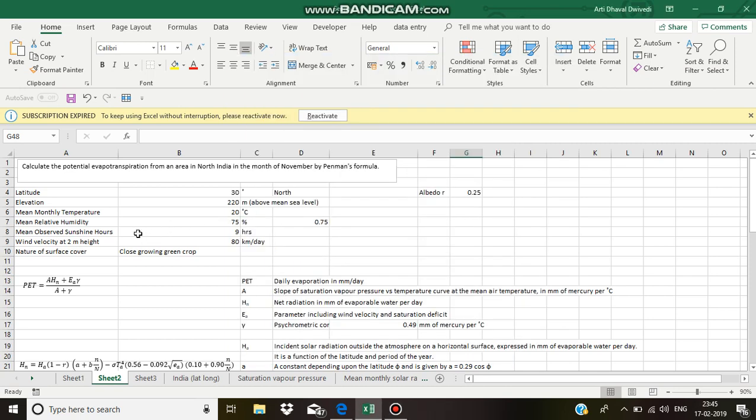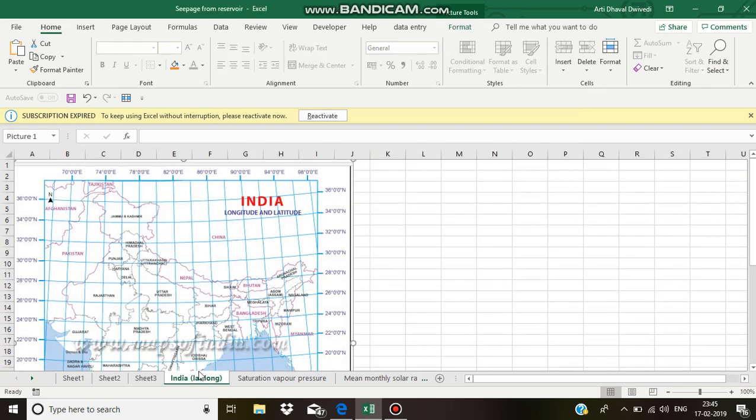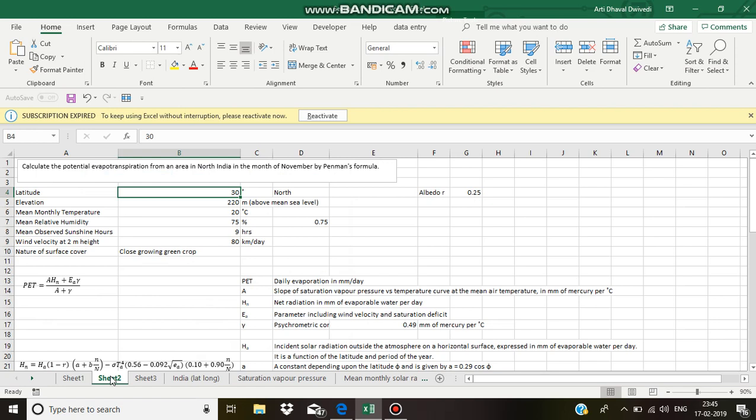Let us calculate the potential evapotranspiration from an area in North India in the month of November by Penman's formula. Latitude 30° north, so it is located somewhere in this region. Elevation 220 meters above mean sea level. Mean monthly temperature is given. Relative humidity, observed sunshine hours, wind velocity at 2-meter height, nature of surface cover, loose growing green crop.